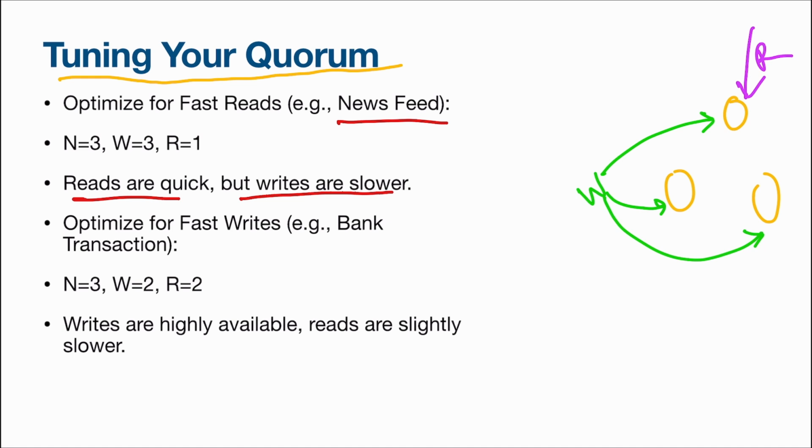Similarly, we can optimize for fast writes as well. For example, bank transaction. In bank transactions, there can be a lot of customers and there will be a lot of transactions going on in a day. In that case, the writes need to be relatively faster. So we can go with w equal to 2, r equal to 2, and n equal to 3. As you can see, the write does not need to wait for all the 3 replicas. So it is relatively faster, and read is also relatively decent because we don't have to wait for acknowledgement from all 3.